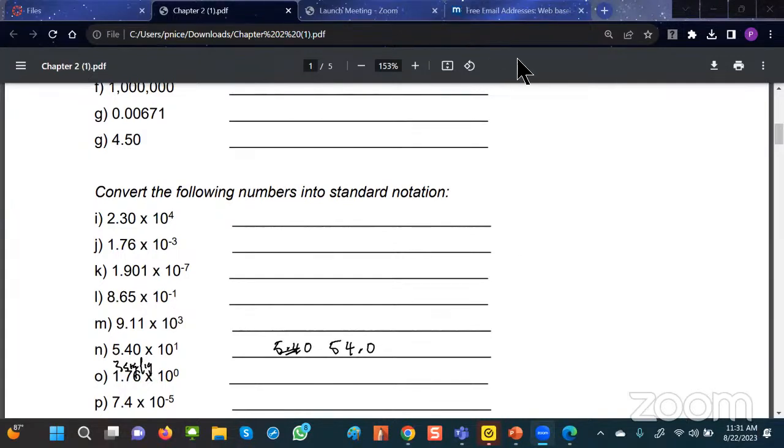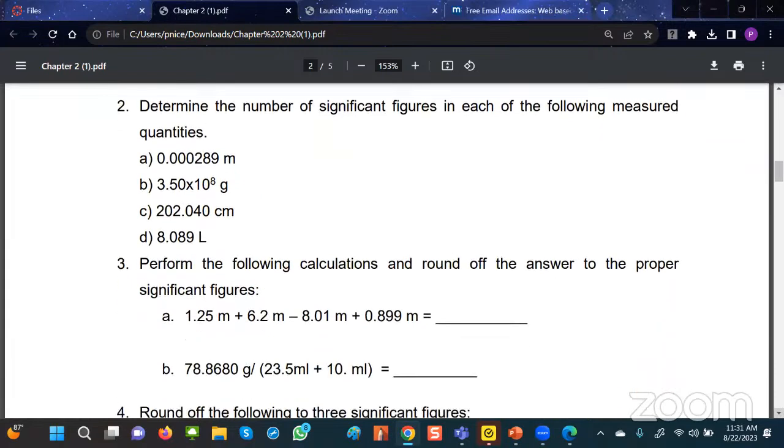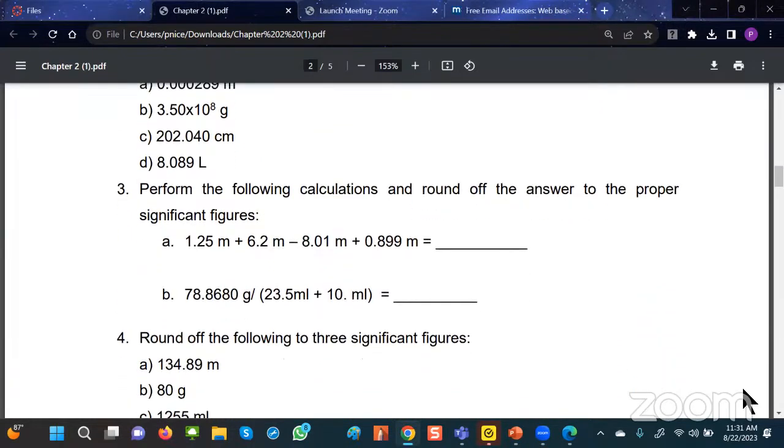In fact, let me clear this first and then scroll down to number 3. Okay, so now that we have covered sig figs, it's also very important for you to understand how to round off appropriately when you're doing calculations, right? And there are some rules concerning that. In fact, there are 2 rules, right?